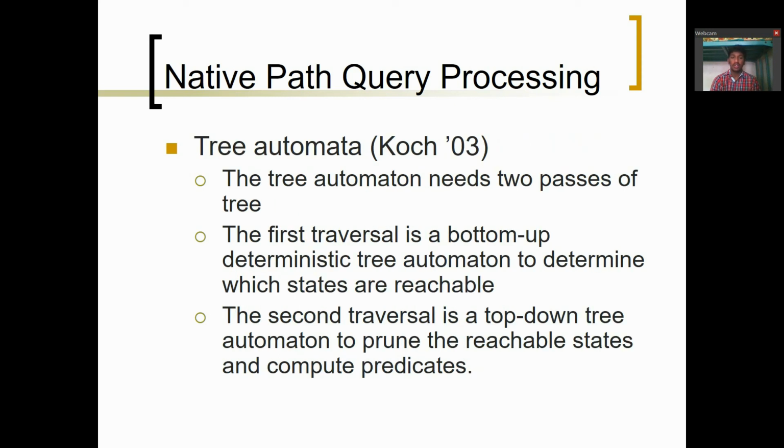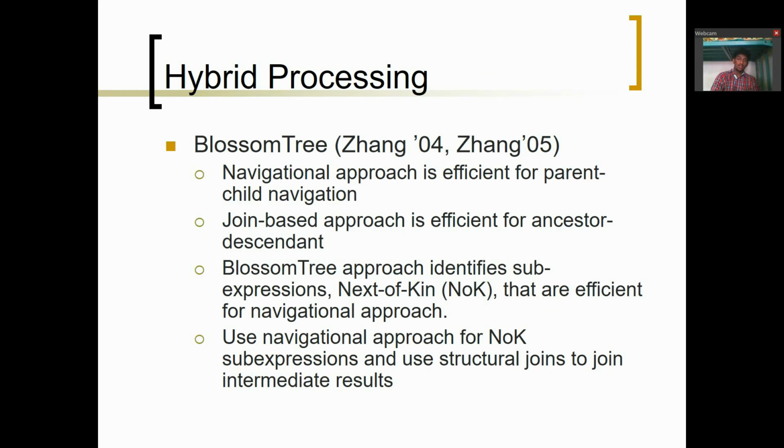And the tree automaton needs two passes of the tree, and automatically traverses top down and so on. It's like your index. Hybrid processing, Blossom tree, was proposed by Zhang. It is a join based approach that uses the navigational approach for non-sub-expressions and structural join for intermediate results. So it uses join combinations to provide the results.